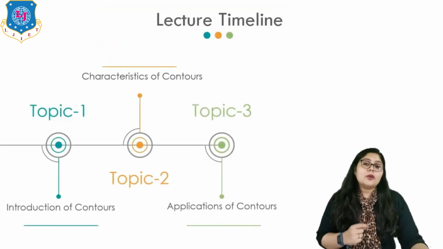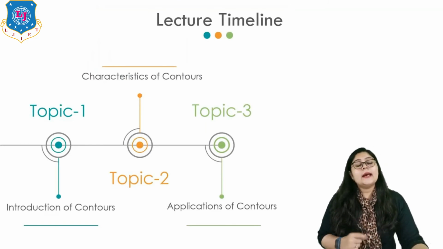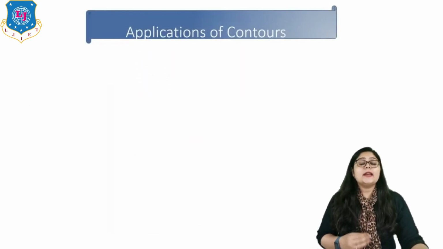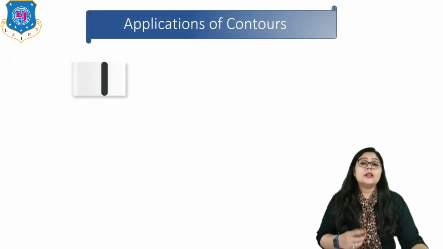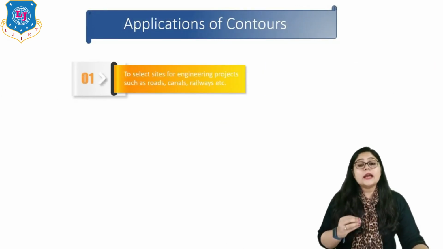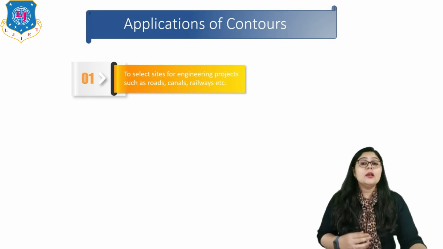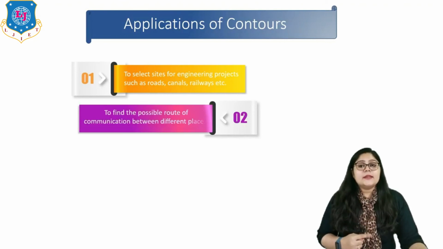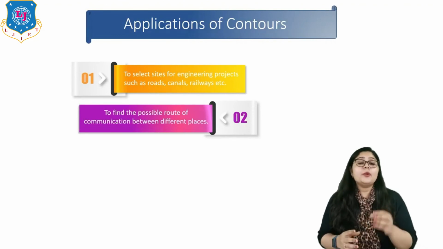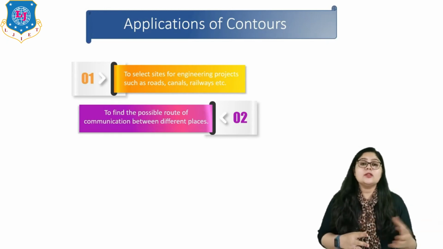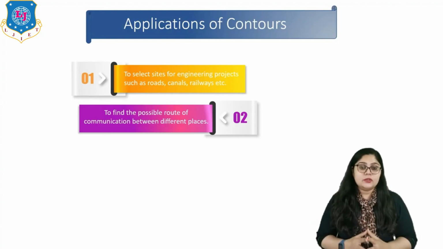Now, this is all about classification of contours. Now, let's understand the last topic for today's lecture and for this chapter, which is the application of contours. So basically, there are various applications of contours, in which the first application says that these are used to select the site for engineering projects such as road, canal and railways, right? That we have already learned in surveying, right? Now, the second application says that we can use this to find the possible route for communication between different points. It means simply making or connecting bridges, roads, railway, canals, anything where the height perspective comes in the picture, right?